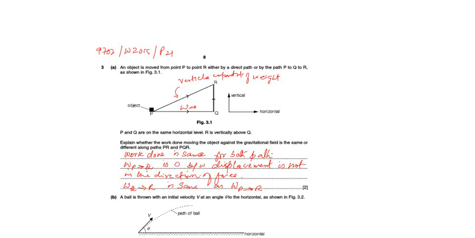9702 October, November 2015, paper 2, grade 1. The topic is projectile motion and the question number is 3.